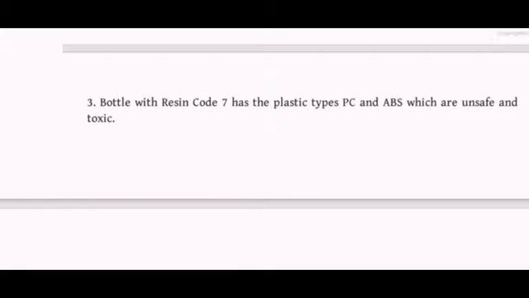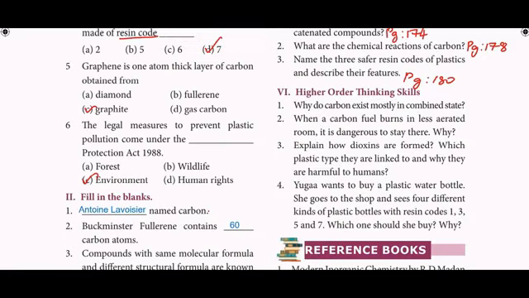Bottle with resin coat 7 has the plastic types PC and ABS, which are unsafe and toxic. Okay, that's it. So when they ask about 1, 3, 5, 7, they may ask the reason to avoid, so you should explain that.